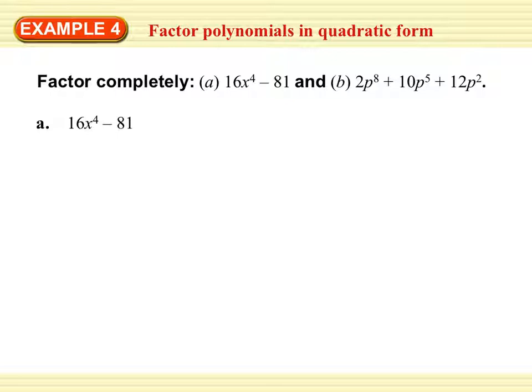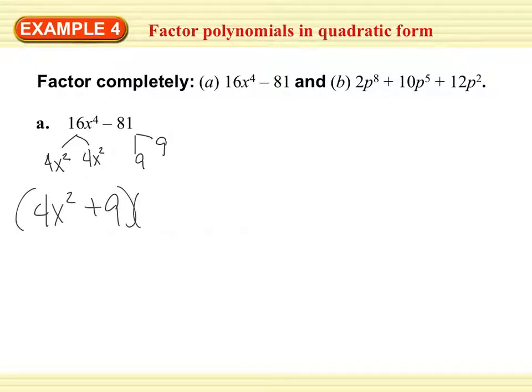But I have to figure out what our two squares are. So I know that 16 is 4 times 4. So I have 4x squared times 4x squared. And 81 is 9 times 9. So this will give me the difference of perfect squares, where I'm going to have 4x squared plus 9 and 4x squared minus 9. But what's interesting here is I have a perfect square again. Difference of squares, 2x times 2x and 3 times 3.